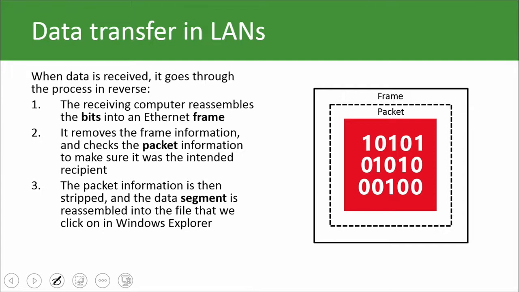All right, and of course, when data is received by a device like your cell phone, it goes through the reverse process. The receiving computer is going to take all those bits and reassemble the Ethernet frame. It's going to strip the physical addressing information, and then strip the logical addressing information known as the IP address. So it's no longer a packet anymore. It's going to come back into its segment form, and then it's going to be reassembled into the file that we click on in Windows Explorer, which I think is a pretty cool process, and it actually really simplifies the way that data transfer occurs.